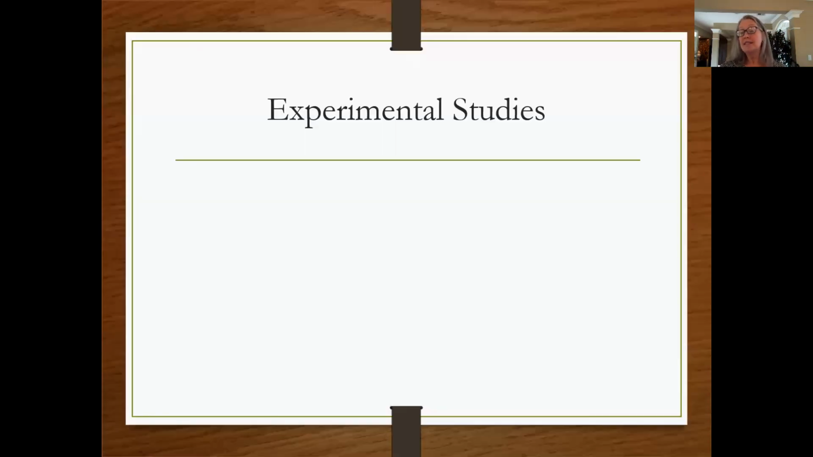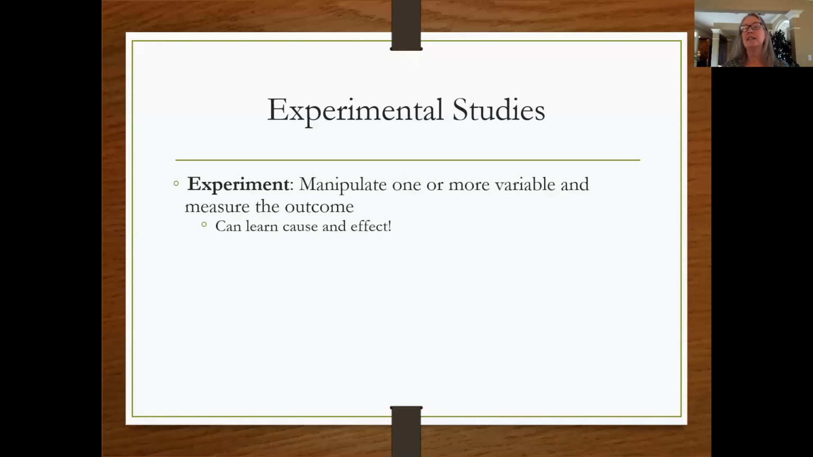Our gold standard, what we love, is the experiment. And we love the experiment because only with the experimental method, and only if it's done well, can we imply causation. Can we say that one variable caused the other? And we love to be able to imply causation. We love to understand what is causing behaviors. Why do we love to know that? Because then we can change it.